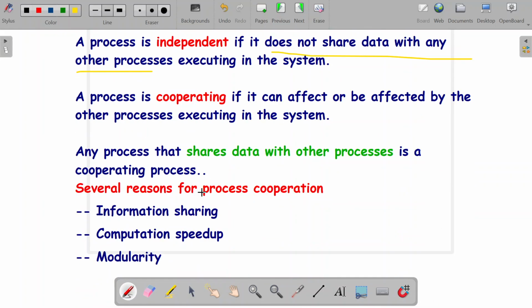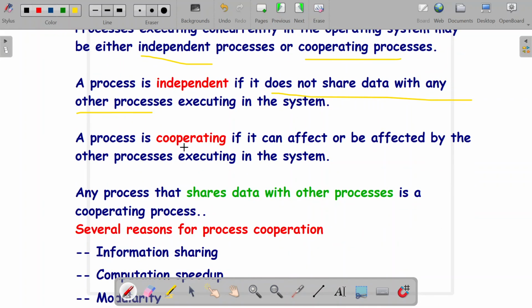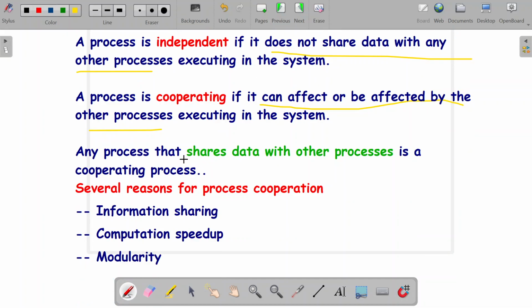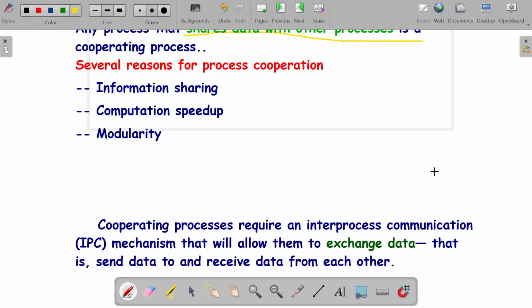It's called cooperating. A process is a cooperating process if it can affect or be affected by other processes executing in the system. That means any process that shares data with another process is called a cooperating process. Of course, there is always a need for one process to share data with another process. First, we have to understand the reasons for having process cooperation.